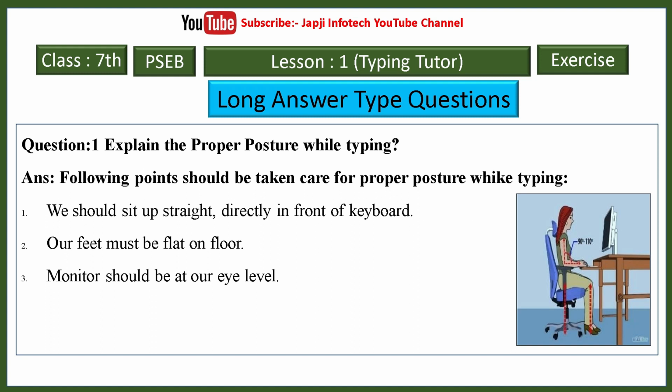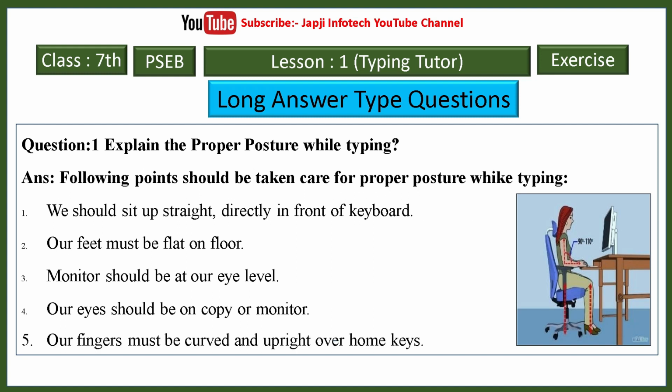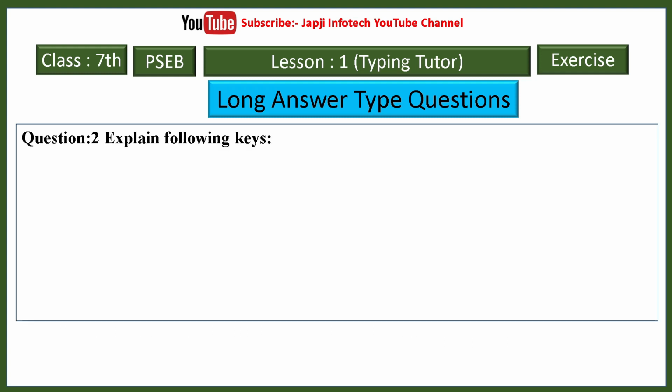Third one is monitor should be at our eye level. And fourth one is our eyes should be on copy or monitor. And fifth one is our fingers must be curved and upright over home keys. And second one is explain following keys.